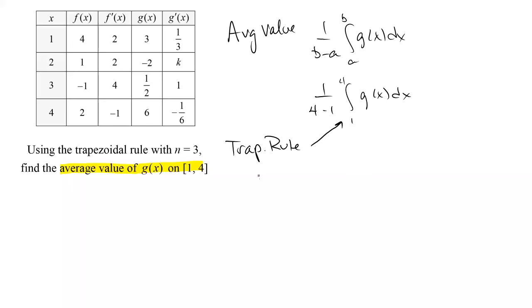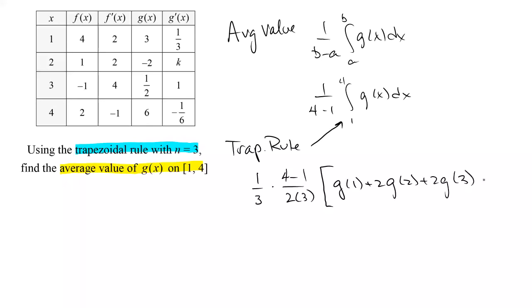So we'll go ahead and keep that 1 over 4 minus 1, which is 1/3, out front. And remember that the trapezoidal rule says we'll have b minus a over n, or I'm sorry, over 2n. So that would be b is 4 minus a, which is 1 over 2 times n, and we were told that n is going to equal 3 because they've asked us to use the trapezoidal rule with n equals 3 right there. Now evaluating this thing, we're going to have g of 1 plus 2 times g of 2 plus 2 times g of 3 plus g of 4.